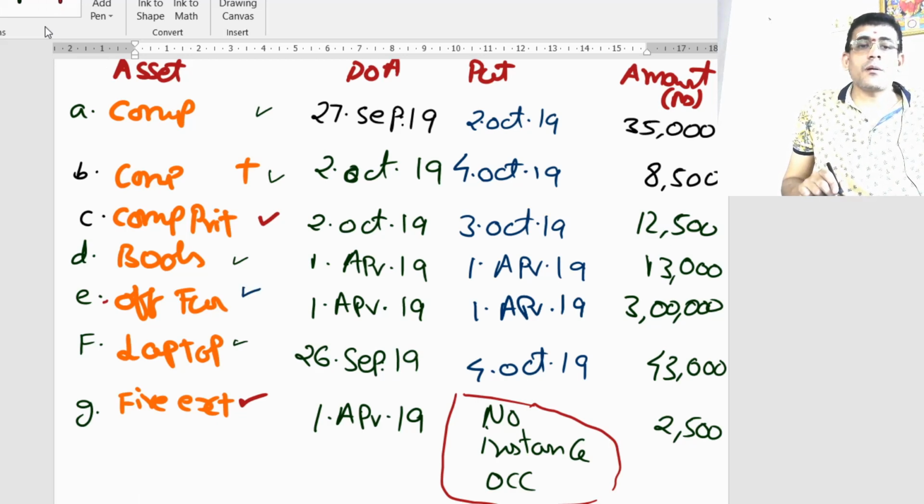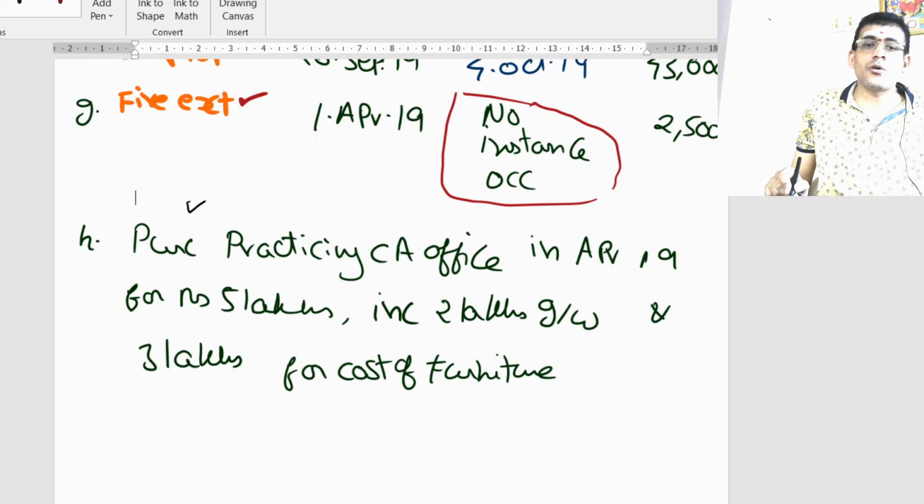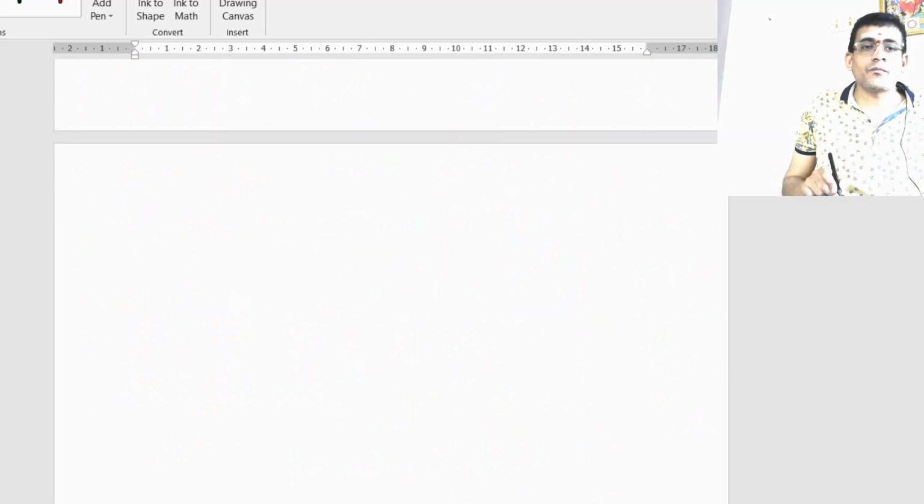3 blocks. The first block, computer, computer software, books, laptop, is block number 1. Then my second block was computer printer and fire extinguisher. So 6 assets are done. Now my office furniture is my third block. Finally, the last block which I am going to consider is the intangible asset, which is nothing but the goodwill. So in total you have 4 blocks. Now let us start with the solution.